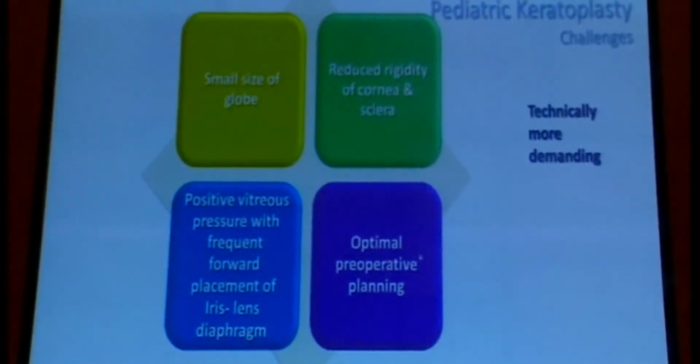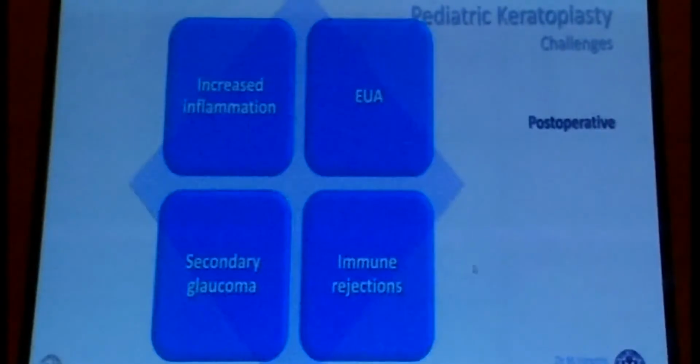Remember, these are small globes. They have reduced scleral rigidity. They have high positive vitreous pressure. You need a good anesthetist to keep the eye soft during your surgery, and optimal preoperative planning is very imperative. Post-operatively, there is the need for repeated examination and anesthesia. This is a particular point you need to counsel the parents about before you take these children on for surgery.